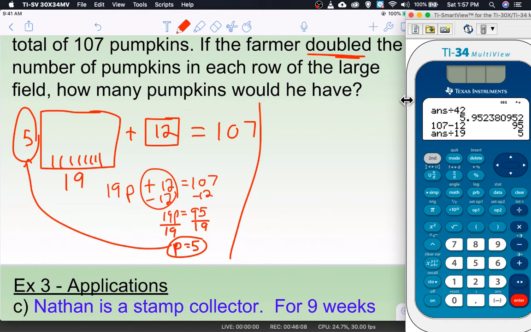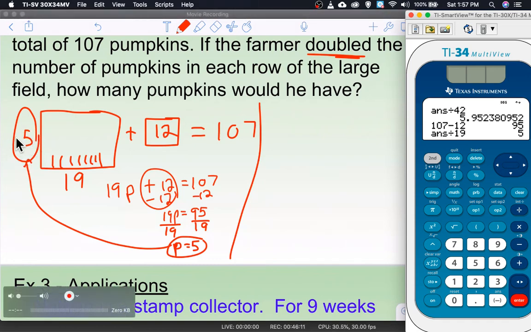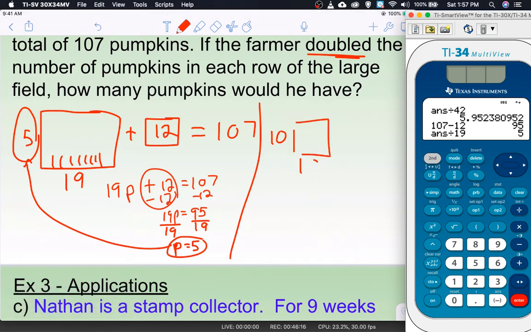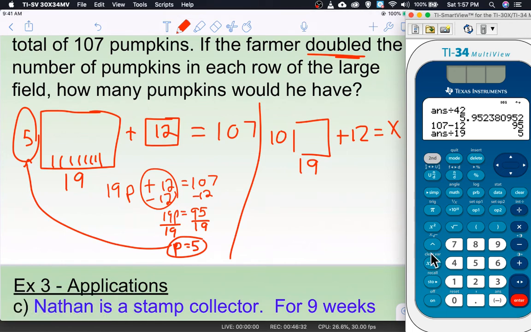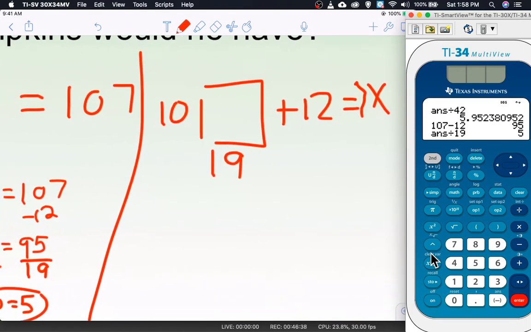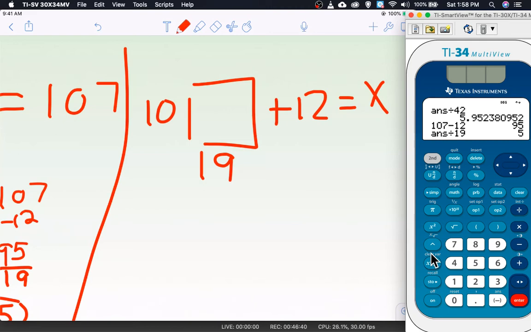Well, if you doubled the number of pumpkins in each row, you would now have 10 in each row. Still with 19 rows, still with 12 pumpkins on the side, but now it wouldn't be 107 pumpkins. How many pumpkins would he have? I don't know. That's why we have a variable. So if we do the math, if I can zoom in, there we go. 10 times 19 plus 12 equals x.